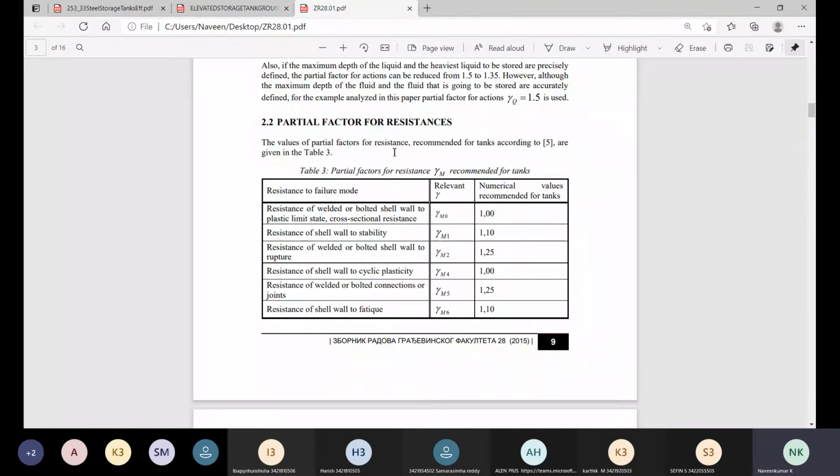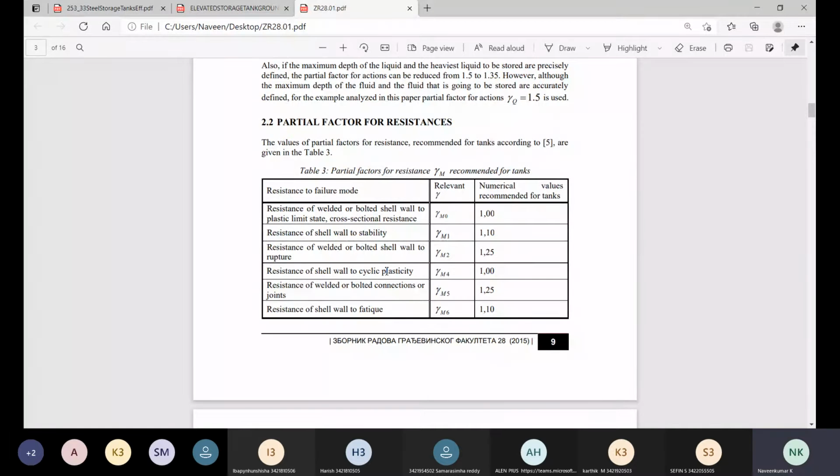The second kind of factor of safety is the partial factor of safety for the resistance. It depends on the particular condition. What are the conditions they have given? Resistance of the weld or bolted shell wall to plastic cross sectional resistance. For example, what is the resistance of the weld and bolt? To ensure the weld and bolt resistance to the application of the load, you can take the value as 1, as per the guidelines.